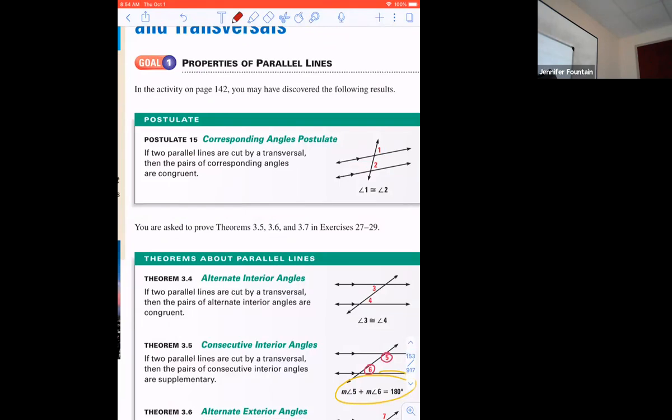143 started out with postulate 15, corresponding angles postulate. And this states that if 2 parallel lines are cut by a transversal, then the pairs of corresponding angles are congruent. So corresponding angles, we've already talked about that they're in the same location on the same side of the transversal. And so we know that they're going to be equal to each other when it cuts across 2 parallel lines.